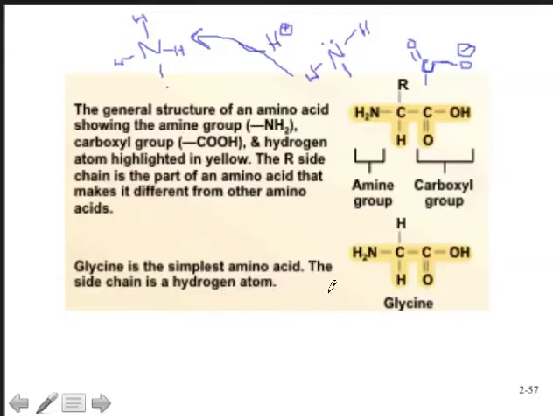Glycine is the simplest amino acid. The side chain for glycine is a simple hydrogen atom. So glycine is one of those funny amino acids that can be considered sometimes nonpolar, sometimes polar. It's again a very simple amino acid.